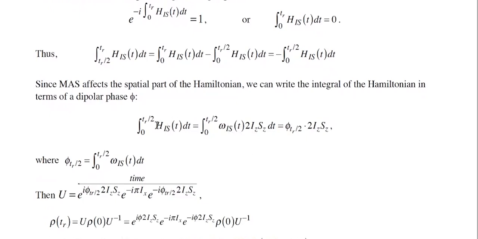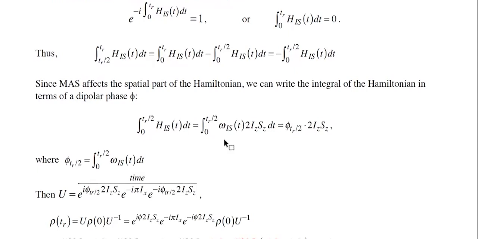But the Hamiltonian, because it's a product of the spatial part and the spin part, of course acquires time dependence due to magic angle spinning. So omega IS of t, since this is an integral over time, it's the omega part that should get integrated. And so I can pull the IZSZ out of the integral because that's time independent, and then lump the rest into this phase. I can write it as phi, and I will represent what happens in the first half, 0 to TR over 2, as phi half rotor period.